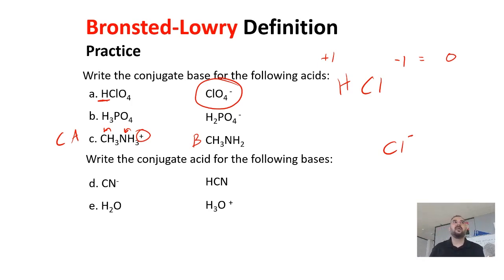Right? Bases gain hydrogens, yes. They're proton acceptors. Yeah, so if you gain a hydrogen, you become more positively charged. If you lose a hydrogen, you become negatively charged. All right, let's keep going.